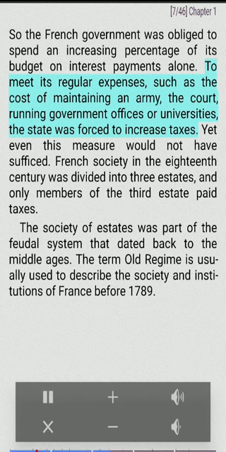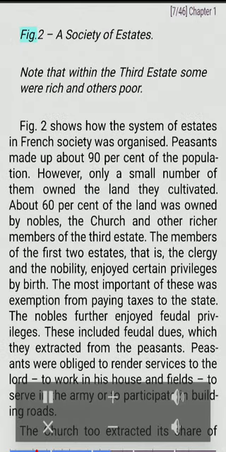To meet its regular expenses, such as the cost of maintaining an army, the court, running government offices or universities, the state was forced to increase taxes. Yet even this measure would not have sufficed. French society in the 18th century was divided into 3 estates, and only members of the third estate paid taxes. The Society of Estates was part of the feudal system that dated back to the Middle Ages. The term Old Regime is usually used to describe the society and institutions of France before 1789.